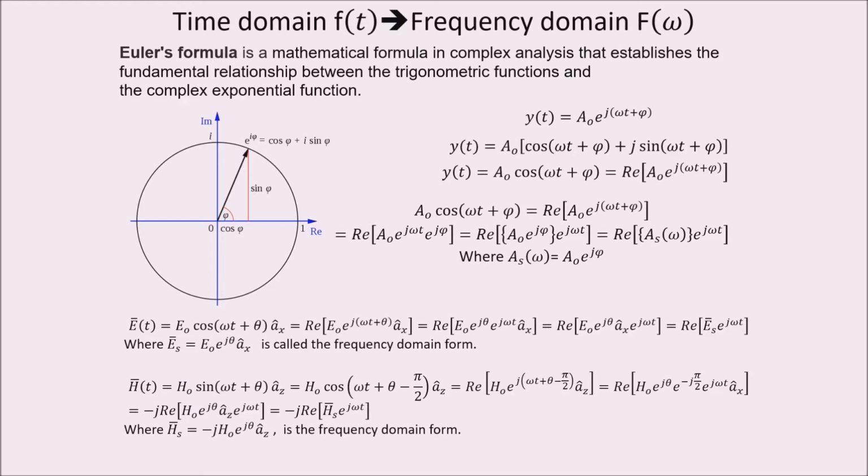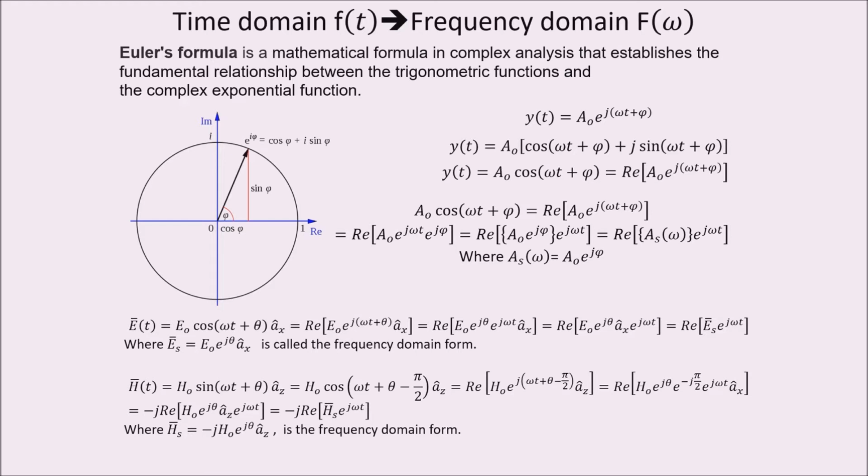The cosine function is the real part of y(t), the phasor form. So you can write y(t) = a0 cos(omega t + phi). That's the real part of Euler's formula. So now a0 cos(omega t + phi) is the real part of this. We can write it as the real part of a0 e^(j omega t) times e^(j phi).